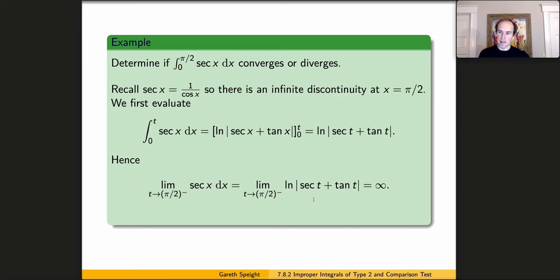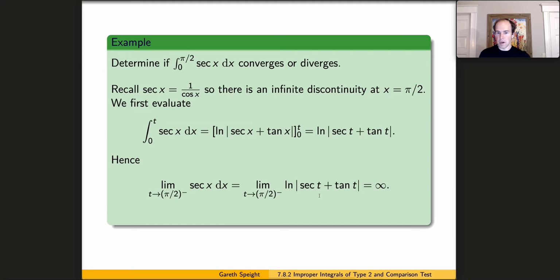If we think about what's happening starting from the inside and working our way outside, secant is 1 over cosine. As t is getting close to pi over 2, cosine is going to go to 0, so 1 over cosine, which is secant, is going to infinity. So secant t goes to infinity. Similar story with tangent of t. As t goes to pi over 2, tangent is sine divided by cosine. Sine will be going to 1, cosine will be going to 0, so this is also going to infinity. So on the inside, both terms are going to infinity, so that sum goes to infinity. We take absolute values, that doesn't change anything.